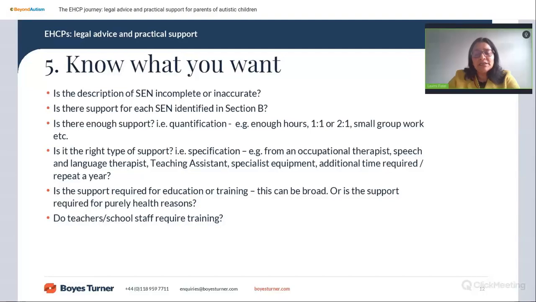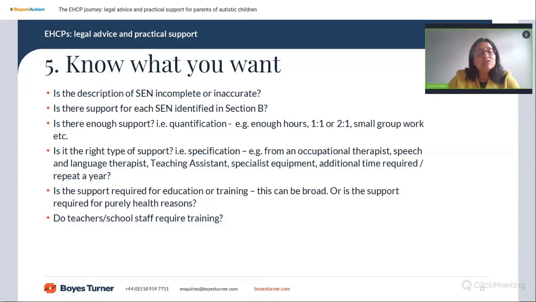The other thing I often say to parents is know what you're wanting to achieve. So look at the SEN in section B. Is it complete? Is it inaccurate? Does anything need to be updated? Look at the provision and the quantification of that. Are there sufficient hours? Is it detailed enough? Is it the right type of support as well, from any specialist therapists, specialist equipment, etc.? And is there any support for educational training?